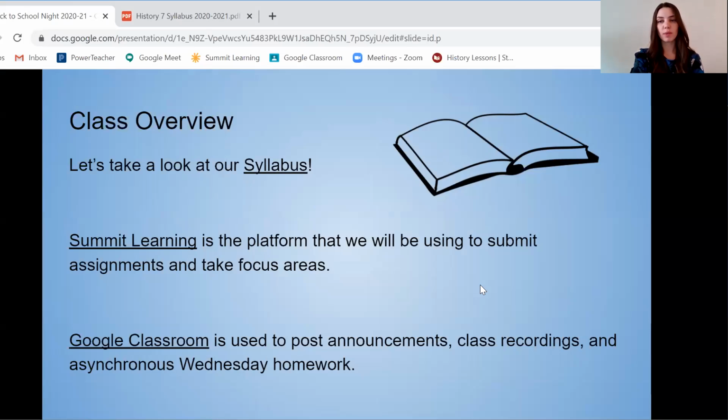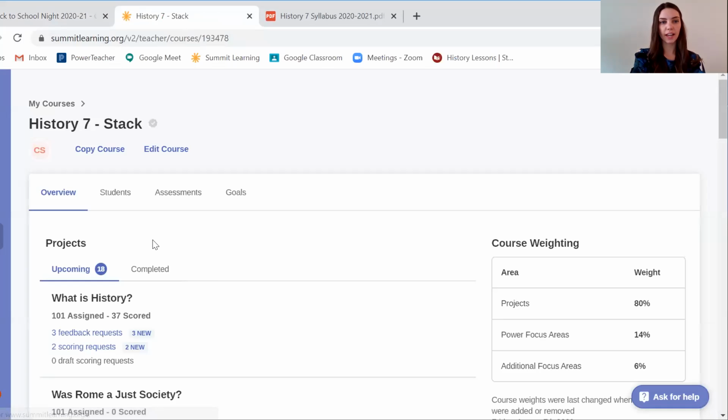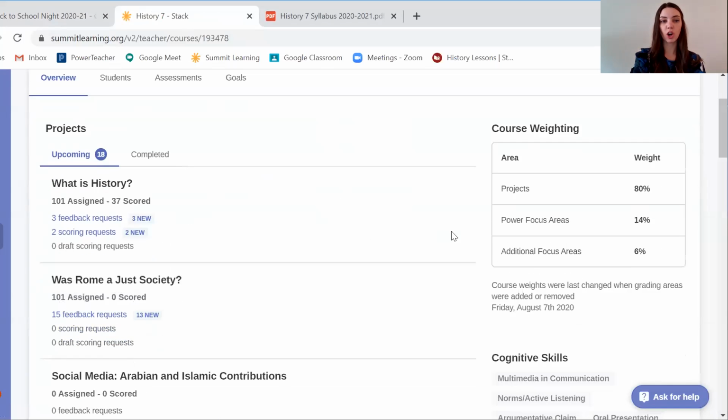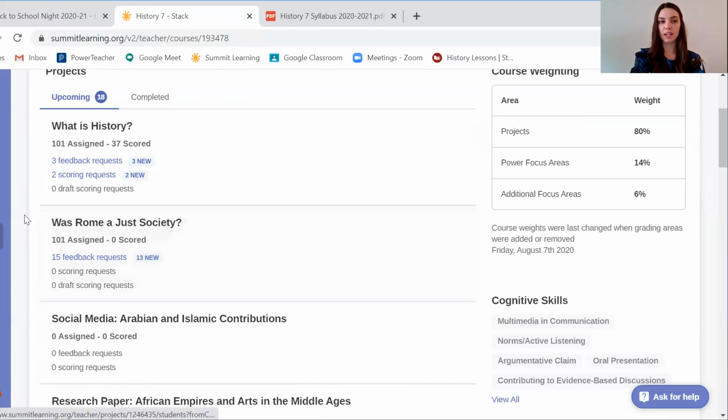So Summit Learning, which I mentioned before, and most of you have already probably taken a look at, is our learning platform where we will be submitting and turning in all of those assignments and focus areas. Taking a look at ours, students have already worked on the what is history unit. This is where we took a look at what history means to them, what it means to study history, and how that will affect our class for the whole year. I will go into more in a second about the unit we're on right now.